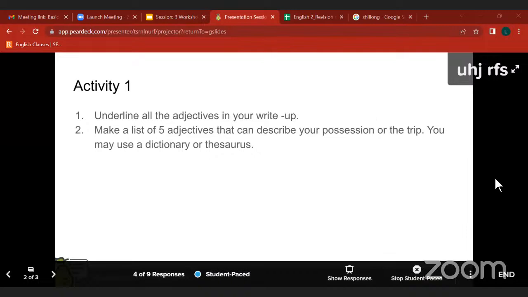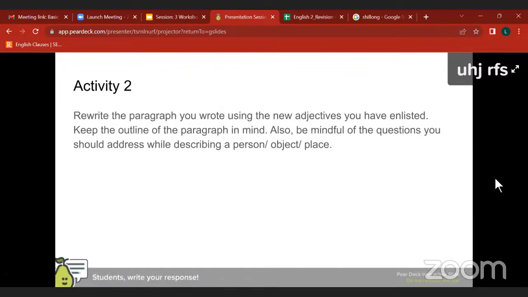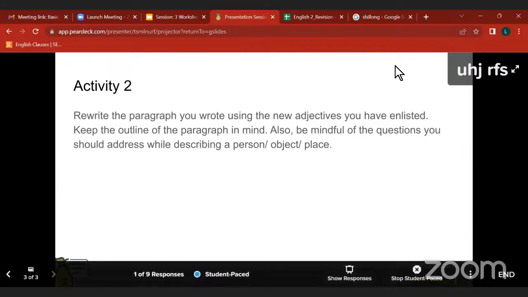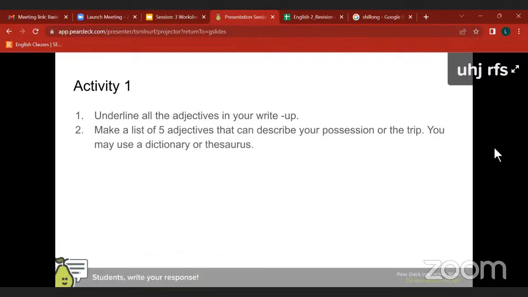Okay, Preeti, let me check what is there for the second one. You see this? Rewrite the paragraph you wrote using the new adjectives you have enlisted. Keep the outline. So it also asks you to find new adjectives, right? You will find 5 new adjectives for each of this and then you will rewrite the paragraph. I'm not sure whether you will be able to write as long as the screen is on.